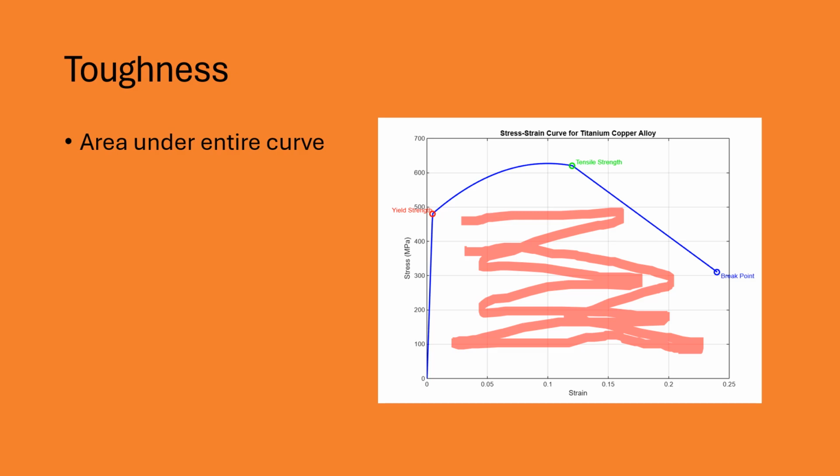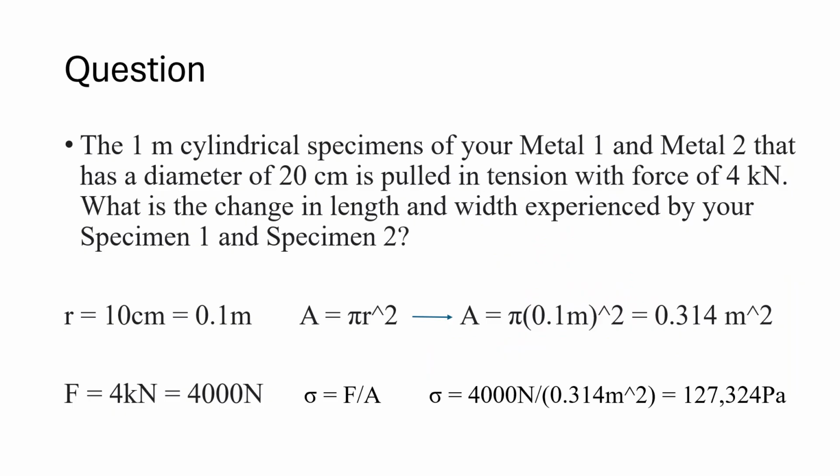As I said before, you can find the rest of the curve using area approximation or an integration if you know a formula. You're given the question that 1 meter of cylindrical specimens of your metal 1 and metal 2, which in our case is copper and titanium, that has a diameter of 20 centimeters, is pulled in tension with a force of 4 kilonewtons. What is the change in length and width experienced by your specimen 1 and specimen 2?